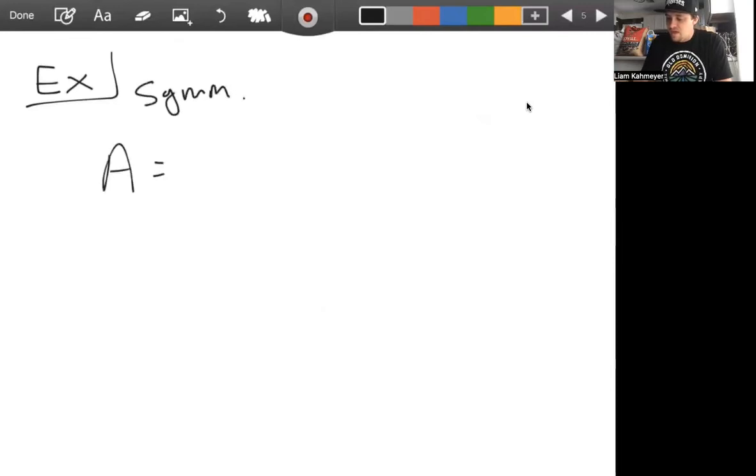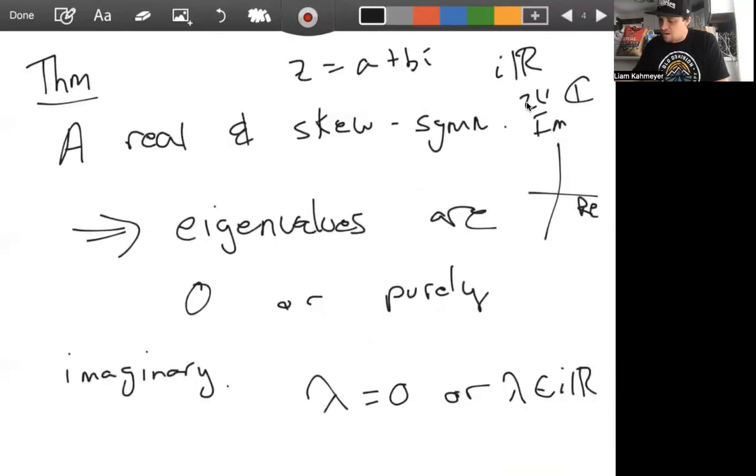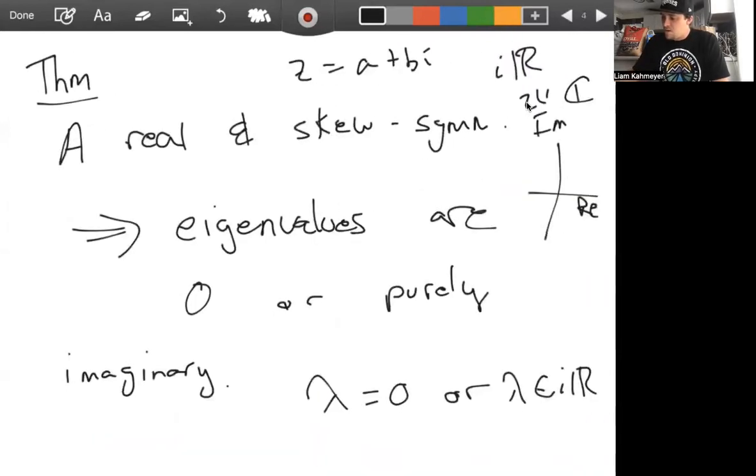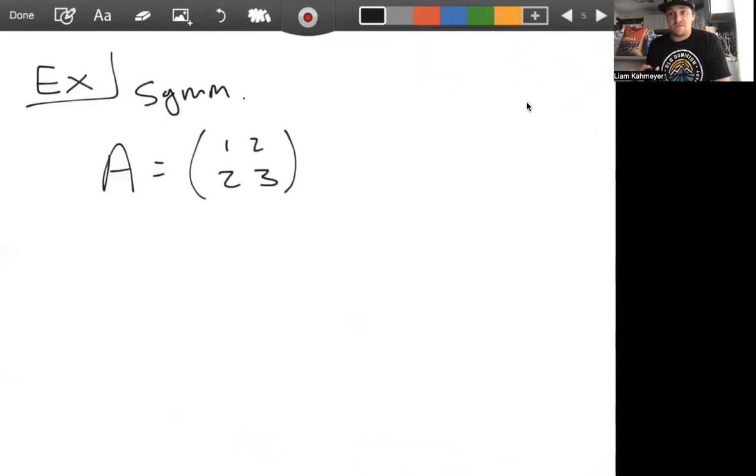Next, let's do some examples here, applying these theorems or verifying these theorems in certain cases. Let's look at the symmetric case first. We have A is the 2 by 2 matrix 1, 2, 2, 3. You can verify this is symmetric pretty easily. Well, let's see that we have distinct eigenvalues, and I should have said here in the first theorem, they're distinct and real, i.e. lambda is an element of R. Sorry, I forgot this small result. So let's verify that they're distinct and real.